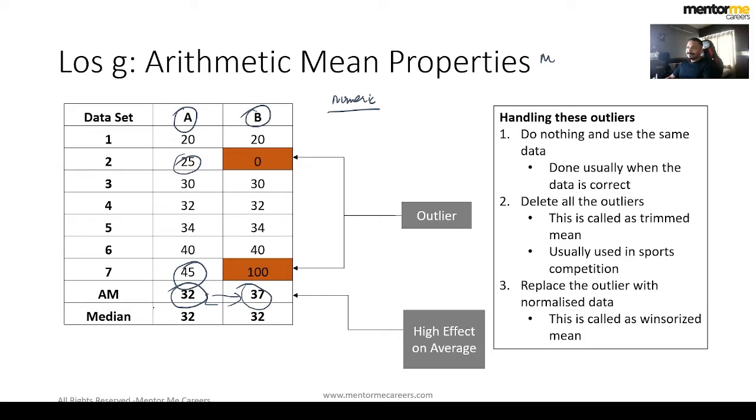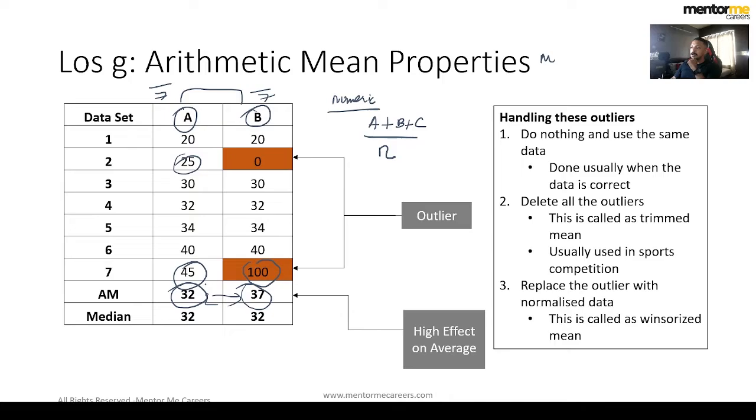Huge. The reason why this happens is because you are doing A plus B plus C divided by the number of observations. So your calculation for both of these is not really changing, isn't it? Because you're still dividing by the number of observations as 7. So in both cases, your denominator is still 7. But your numerator tends to change a lot because of these outliers, right?